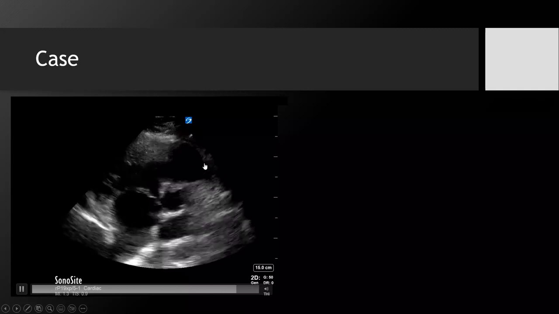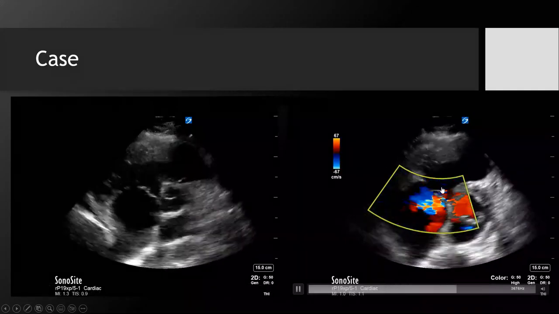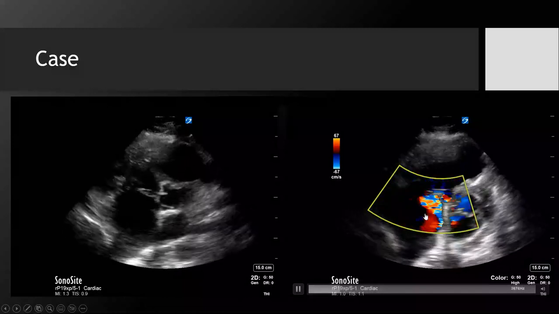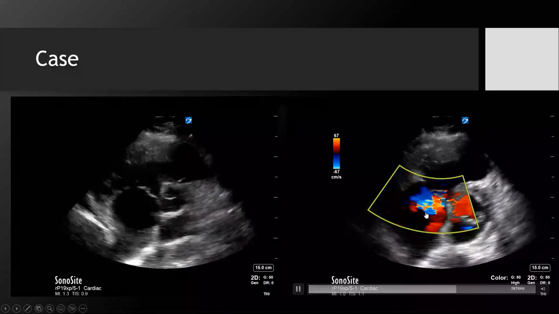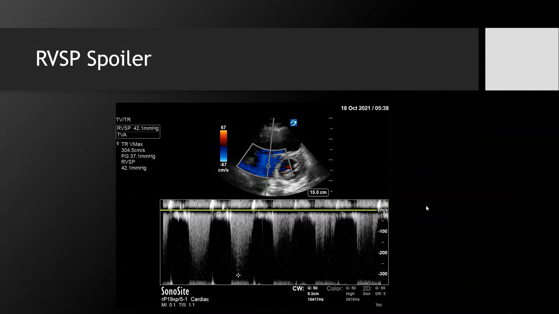If you measure this, you'll probably see that it's large as well. And if you put color on it, you'll actually see some significant TR. And again, not the topic of today, but this is another one of the views where you could see significant TR. And sneak preview, when you talk about RVSP, this is how you would measure it. This is one of the ways you would measure it. This is what it will look like.